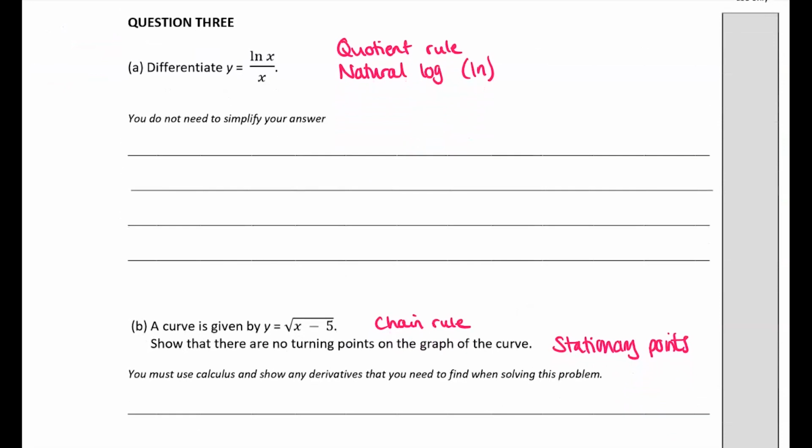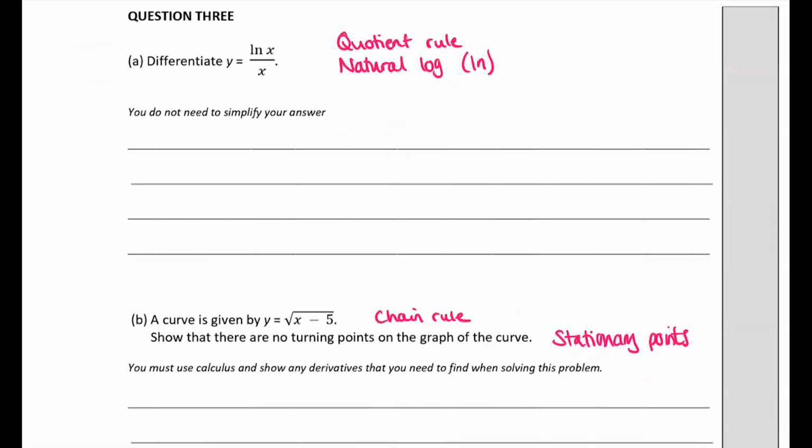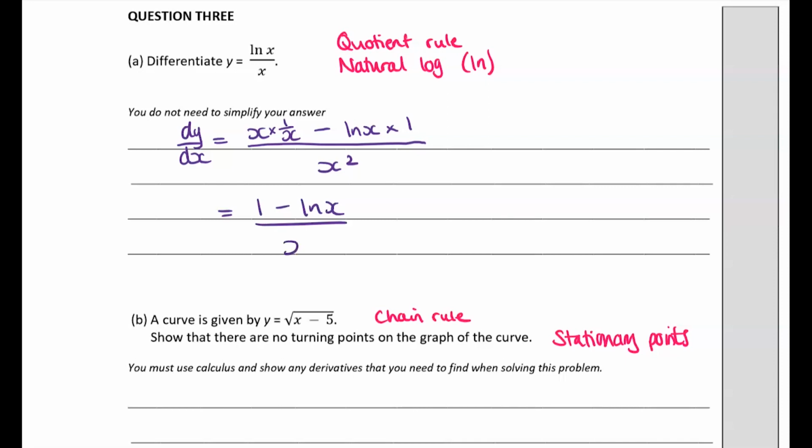Okay, so on to question 3. We need to differentiate y equals ln x over x. We are using the quotient rule and knowledge of natural logs. So that means dy by dx will be v du by dx, so the bottom one times by the derivative of the top minus the top one times the derivative of the bottom all over the bottom one squared. You don't need to simplify for your marks on achieved, but I will do anyway just because that looks horrible and it's got an easy simplification. So 1 minus ln x over x squared.